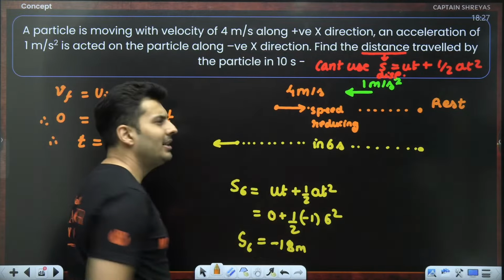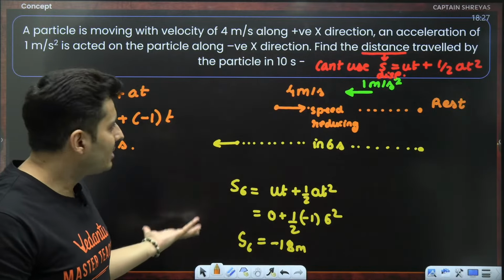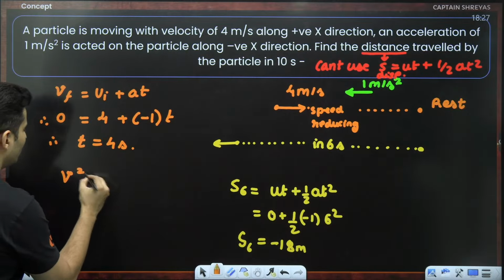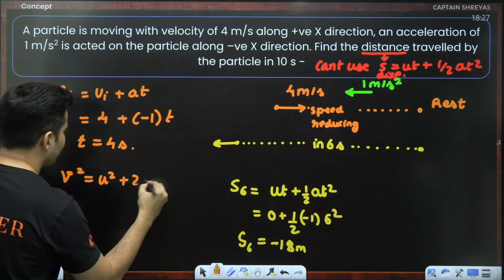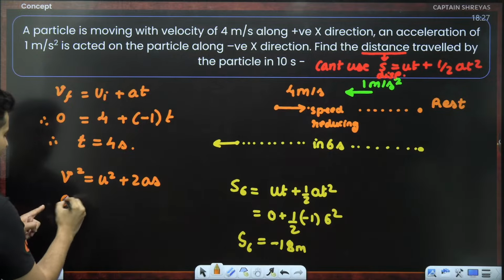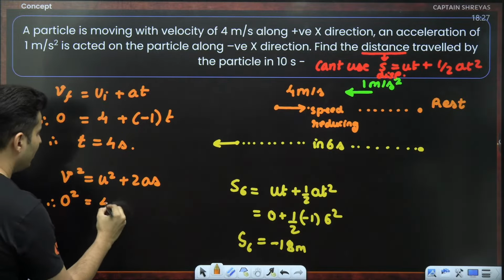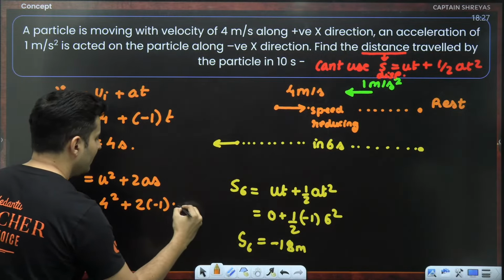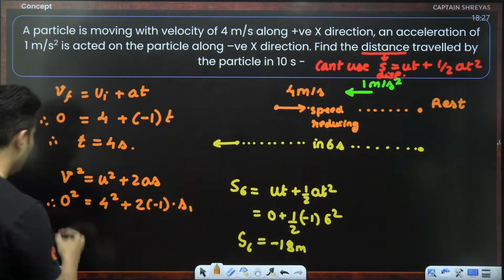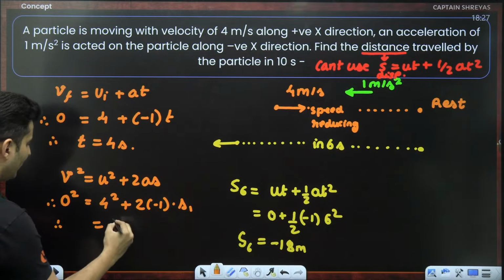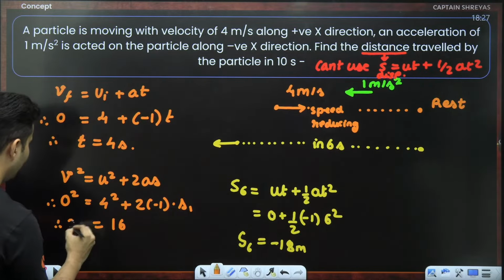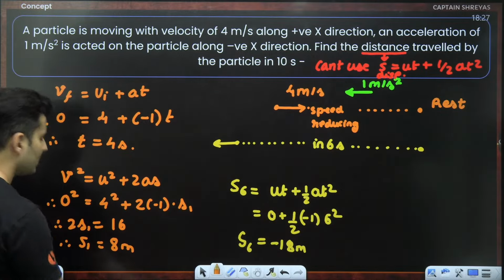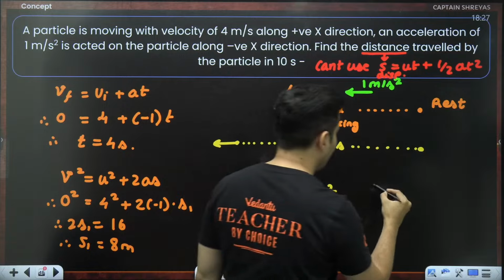I can find it out using either s = ut + half at square, or v square = u square + 2as. So if I use v square = u square + 2as, final velocity 0, initial velocity 4, acceleration -1, displacement I want to find out. So therefore 4 square is 16, 2 into S1 will come on the other side. So therefore S1 is basically 8 meters. So I have gone here 8 meters.